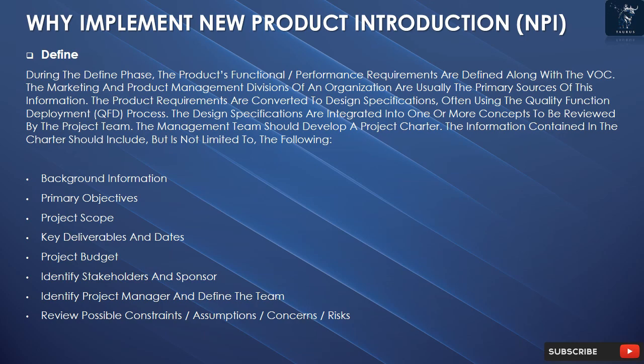The management team should develop a project charter. The information contained in the charter should include, but is not limited to, the following: background information, primary objectives, project scope, key deliverables and dates, project budget, identify stakeholders and sponsor, identify project manager and define the team, review possible constraints/assumptions/concerns/risks.